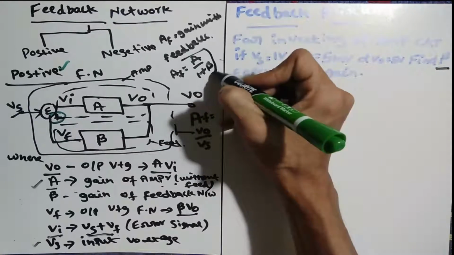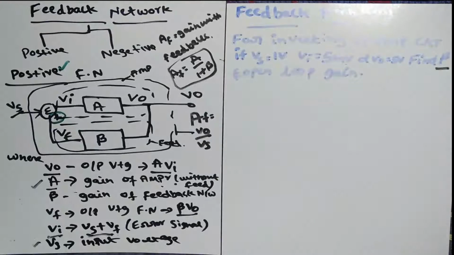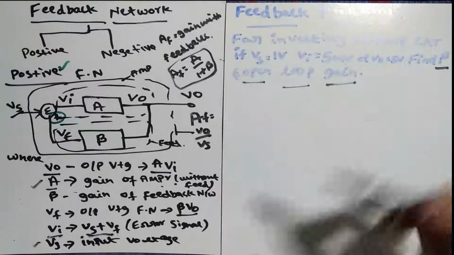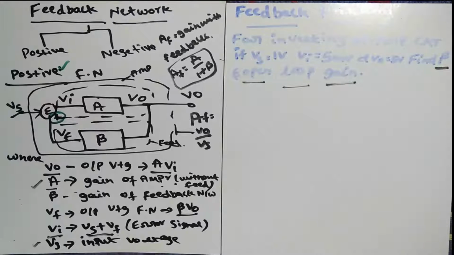So this is one more very important formula. From this formula, we can find out the gain. But here, what they asked is the open loop gain. What does open loop gain mean? There are two types of gain: one is open loop, another one is closed loop.